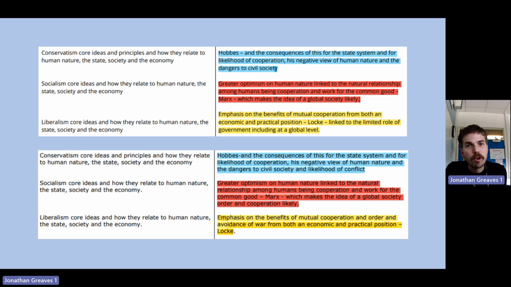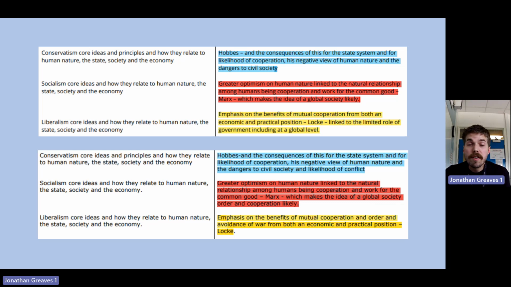You can see Hobbes in blue. Hobbes and the consequences of this for the state system and for the likelihood of cooperation, his negative view of human nature, and the dangers to civil society. Every mark scheme says that. Look at the one underneath. Hobbes and the consequences of this for the state system and for the likelihood of cooperation, his negative view of human nature, and the dangers to civil society, and the likelihood of conflict. So they'll just tack that on the end there about the likelihood of conflict, because that's what the question's asking in that particular mark scheme.